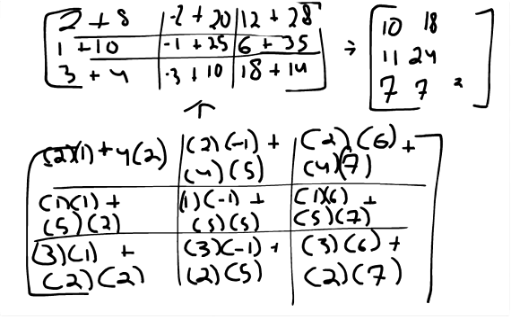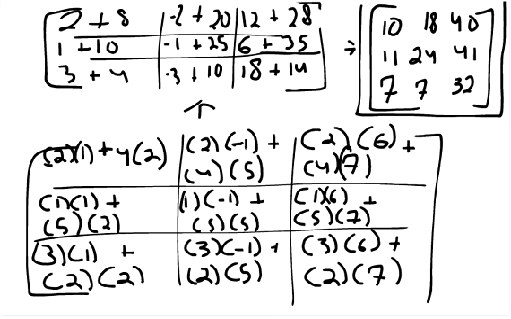7, 32, 41, 40. And this right here would be our final answer. So that's really it when it comes to multiplying matrices, guys.